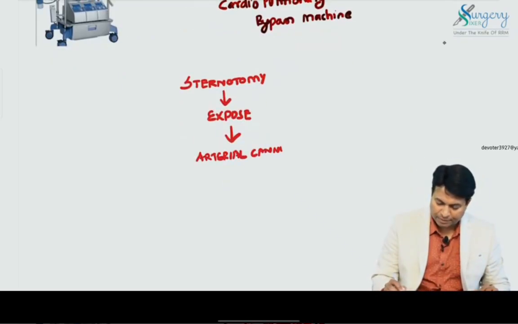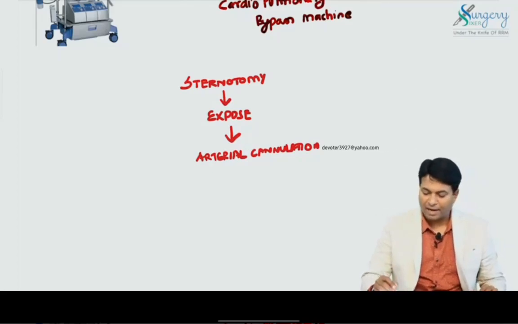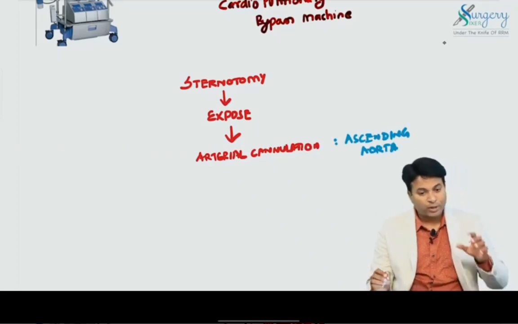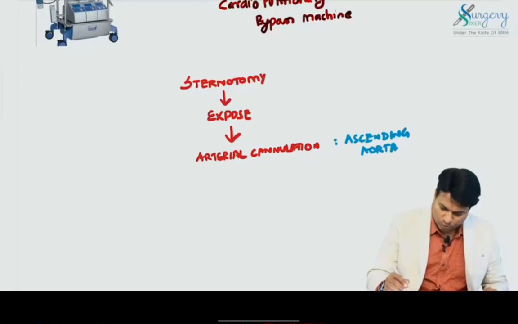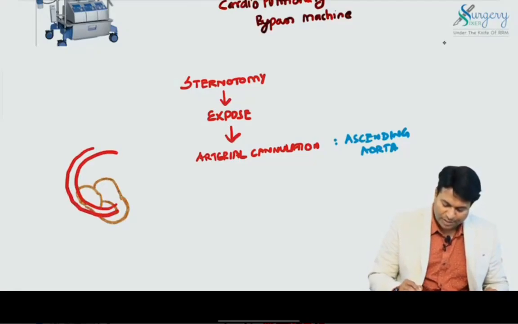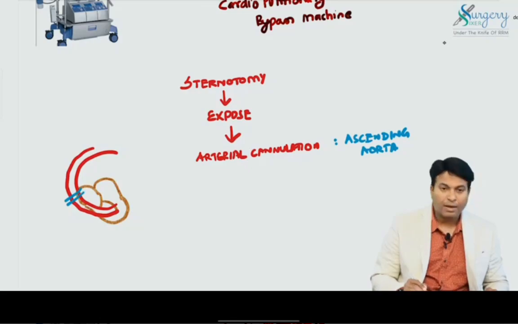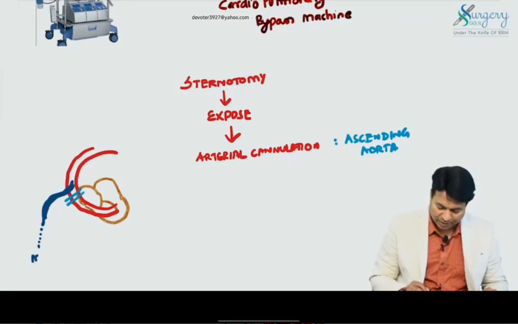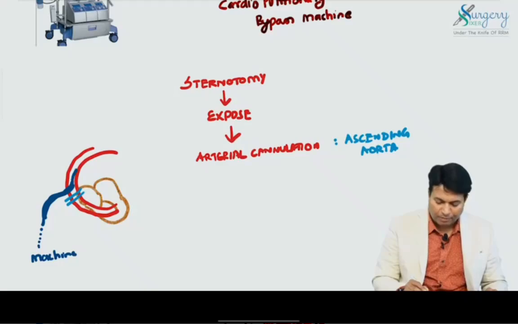Arterial cannulation is done at the ascending aorta level. For example, let me show you a simple method I'm drawing here. This is the ascending aorta going up like this. I will clamp it here and connect it to a cannula like this. This is going to the machine. So hereafter, the arterial blood will come from the machine.